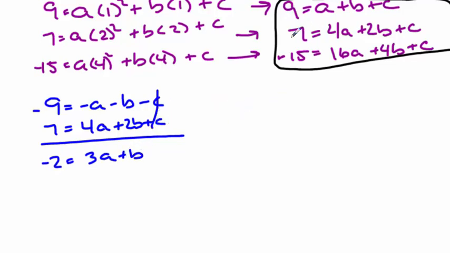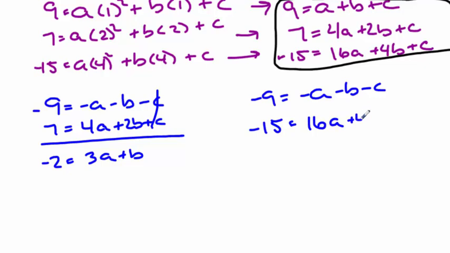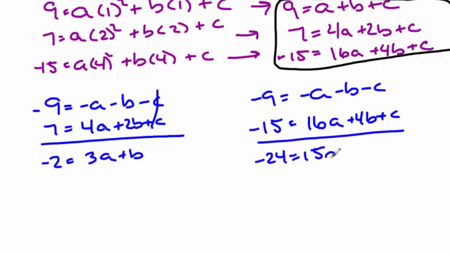I'm going to do the same thing. I'm going to add negative 9 equals negative a minus b minus c to the last equation, which is negative 15 equals 16a plus 4b plus c. If I add these up, we're going to get negative 24 equals 15a plus 3b, and the c's eliminate. We've eliminated c in both equations, so now we have 2 equations in terms of a and b.